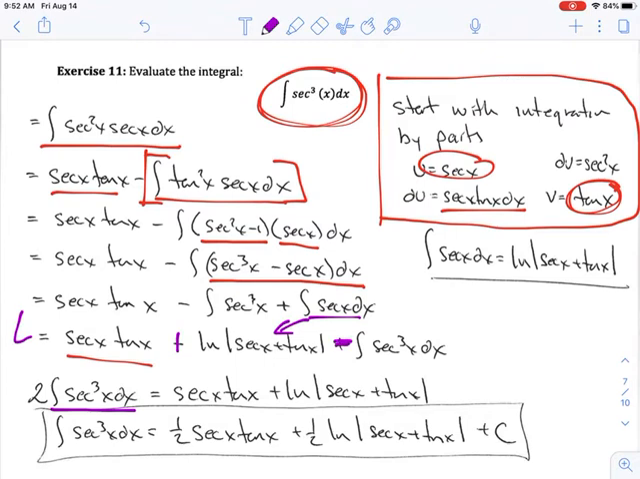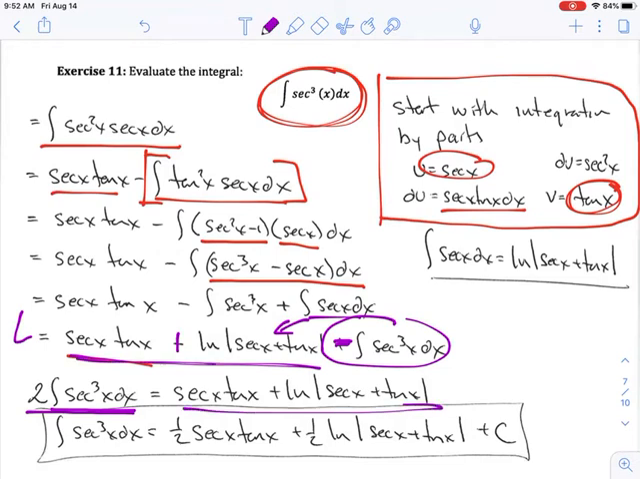All right, so when we take this minus this term and we add it to the other side, we end up with 2 times the integral of secant cubed x dx is equal to this stuff right here. And then just to get rid of the 2 right here, we multiply both sides of the equation by 1/2, and that's where all these 1/2s come from. Voila. So there's another new strategy.